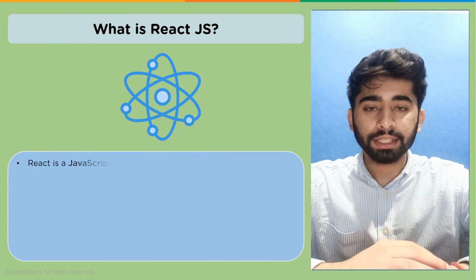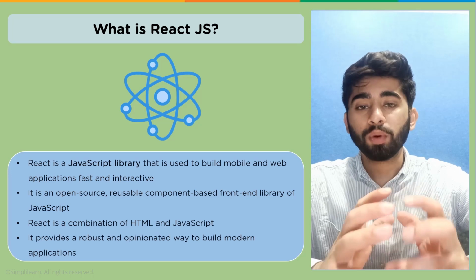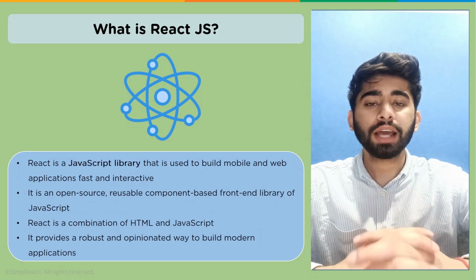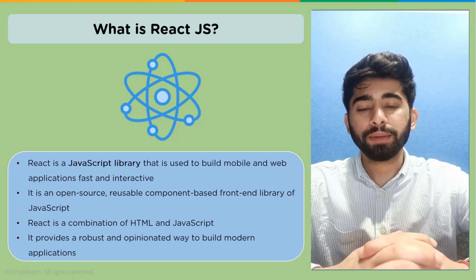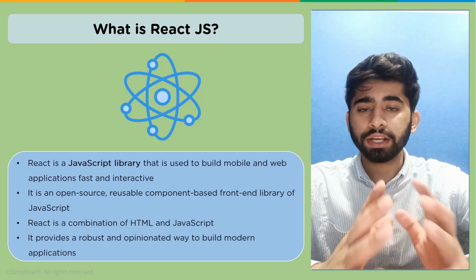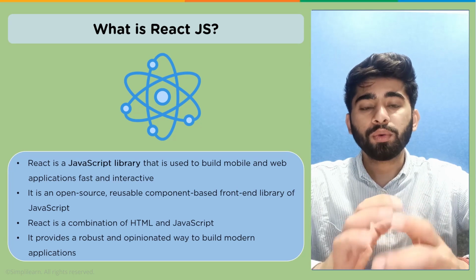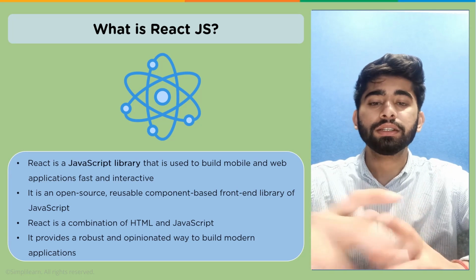Now, let's move on to see what is React JS. React is a JavaScript library that is used to build mobile and web applications fast and interactive. It is an open source, reusable component-based front-end library for JavaScript. React is a combination of HTML and JavaScript. It provides a robust and optimized way to build modern applications.